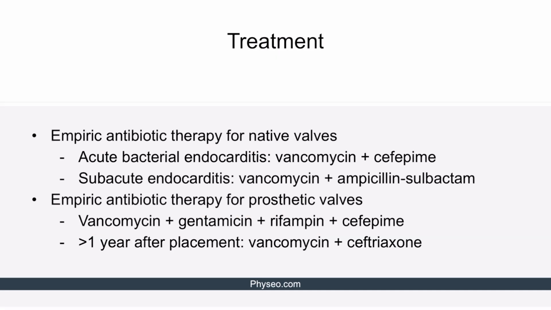Empiric antibiotic therapy is usually dependent on several factors. For patients with native valves and with acute endocarditis, vancomycin and cefepime make up the empiric regimen. The same group of patients with subacute endocarditis are given vancomycin and ampicillin sulbactam. Patients who have a prosthetic valve less than or equal to a year after placement are given vancomycin, gentamicin, rifampin, and cefepime. If the prosthetic valve has been placed more than a year ago, empiric therapy includes vancomycin and ceftriaxone.